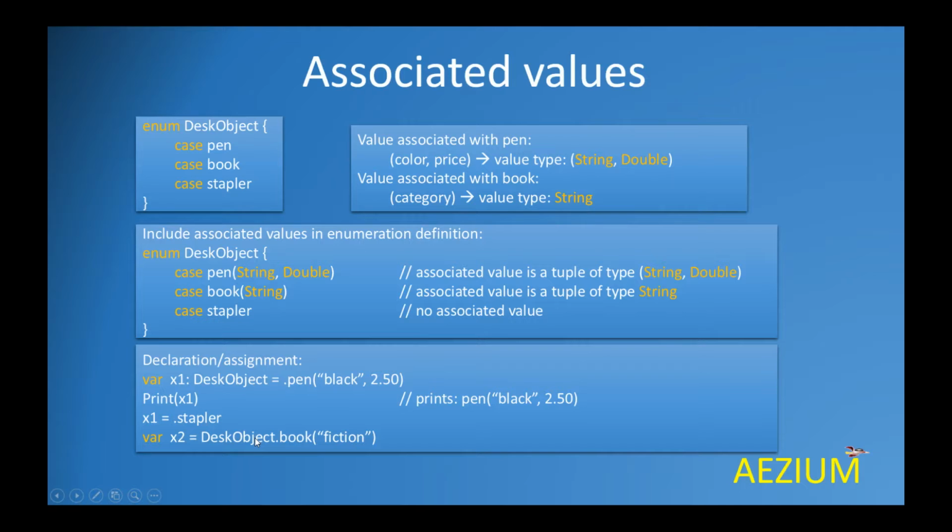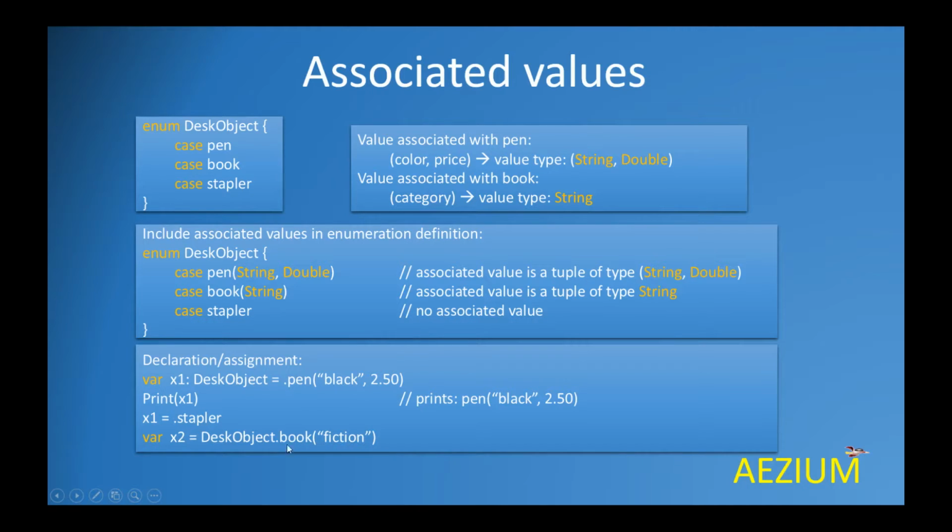We can use the inferred arrangement in this last example, where we are saying x2 is a variable. The type of x2 is inferred to be desk object here. Then the value of x2 is found by noticing what appears after the dot, which is book fiction.